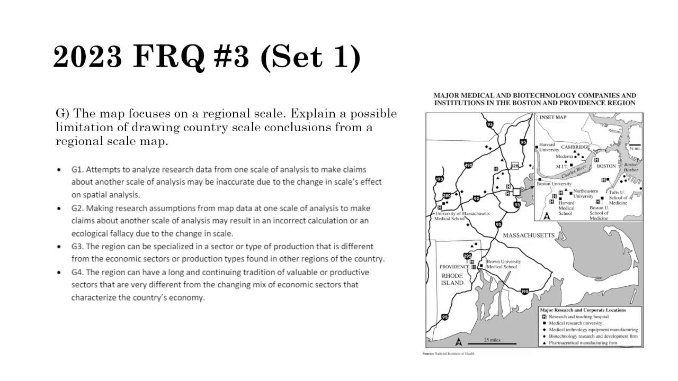And then the last one, the region can have a long and continuing tradition of valuable or productive sectors that are very different from the changing mix of economic sectors that categorize the country's economy. So what this says is that Boston has a tradition of economic prosperity. I mean, look at the colleges. That's probably what someone would talk about, is the colleges. Is that the productivity in Massachusetts is long-standing. It's been going on for a long time. And then in the rest of the country, it's changing very rapidly.